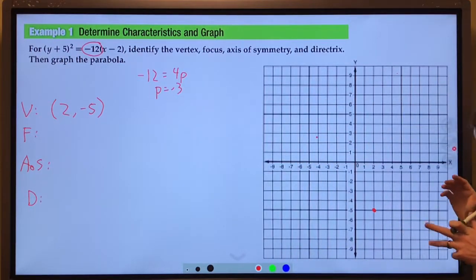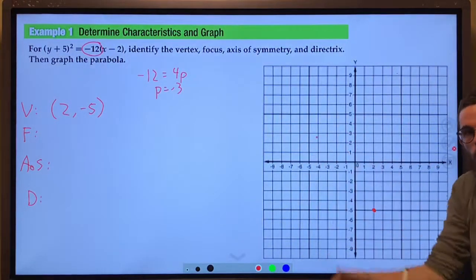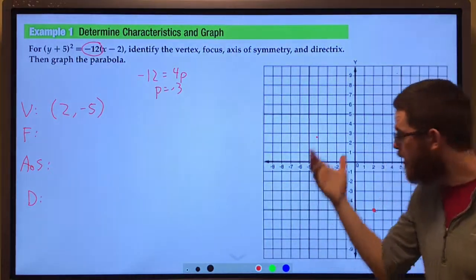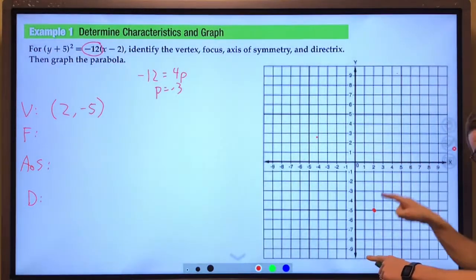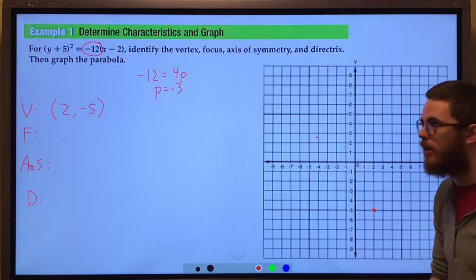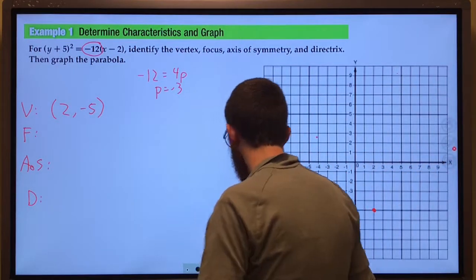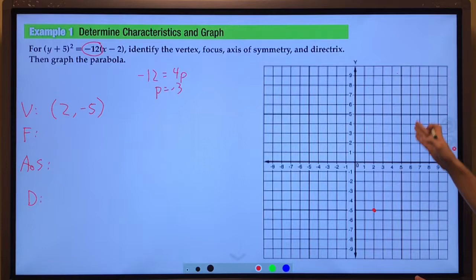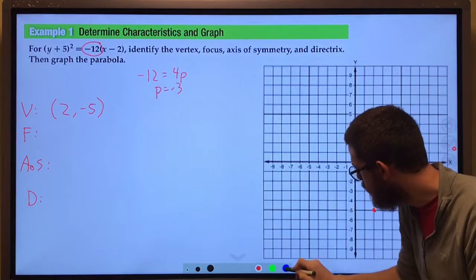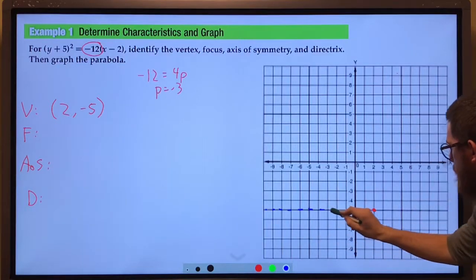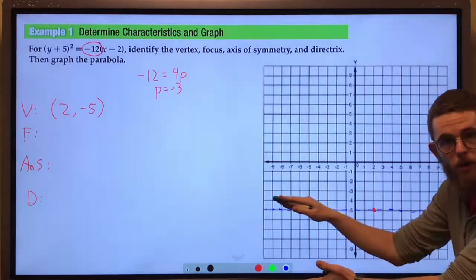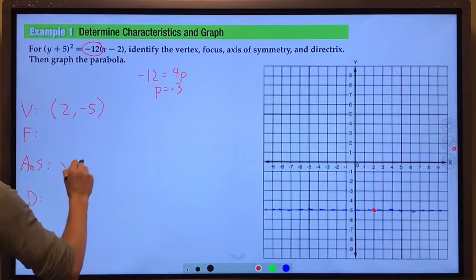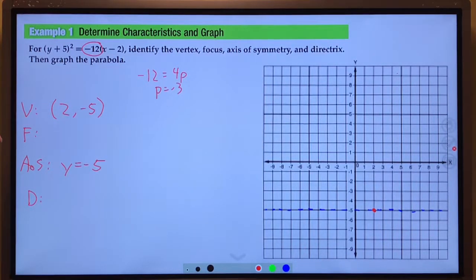So if our p-value is negative, we know it's going to open to the left. Just like with quadratics, where a negative would open down. Typically, this would open to the right, but because p is negative, it's going to open to the left. So our directrix is going to be a vertical line over here. Our axis of symmetry is going to be this line right here, y equals -5. I can go ahead and write that down over here.